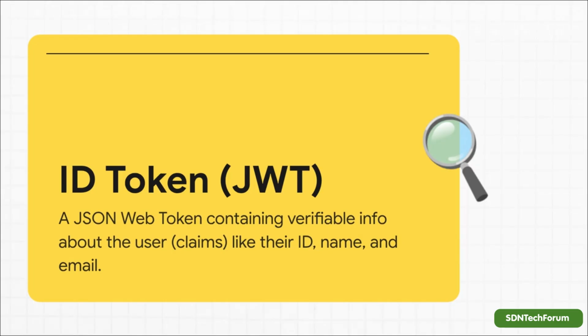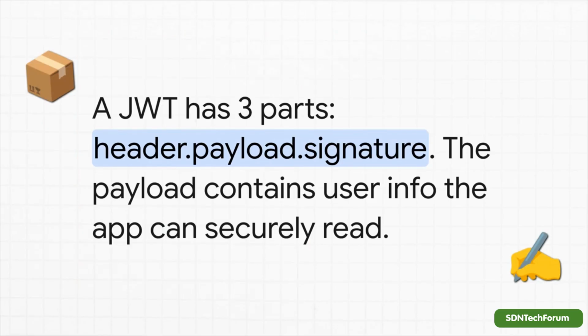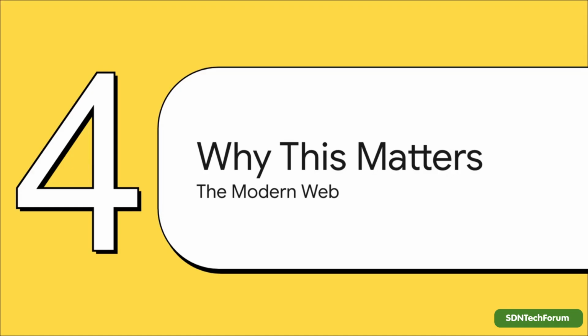So, what is this ID token exactly? Well, it's a special, securely packaged piece of data called a JSON Web Token, or JWT for short. Think of it like a tamper-proof envelope that contains little bits of information about you. Things like your unique user ID, your name, your email. Each piece of info is called a claim. And if you ever see one, it just looks like 3 chunks of gibberish separated by dots. That's the header, the payload with your info, and a digital signature. And that signature is the most important part. It allows the app to mathematically prove that this token really came from Google and that nobody has messed with it along the way.